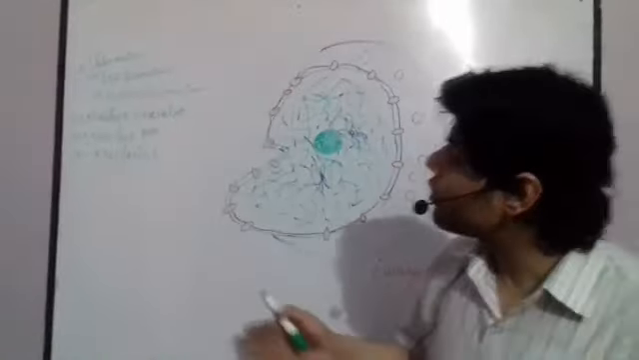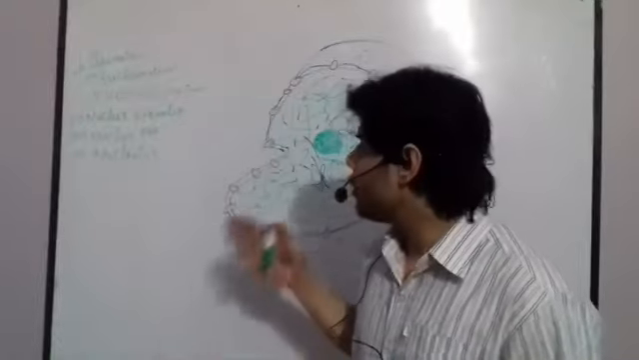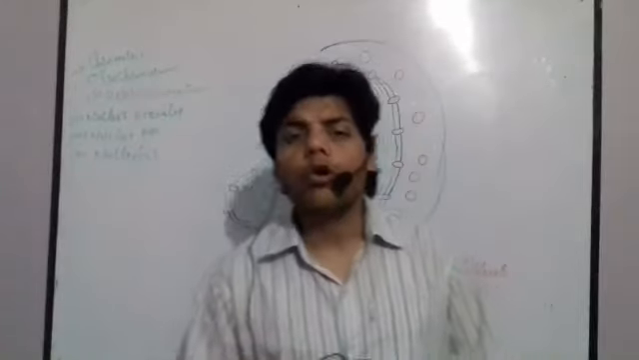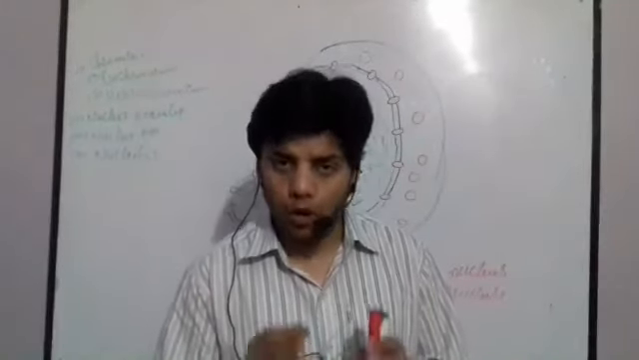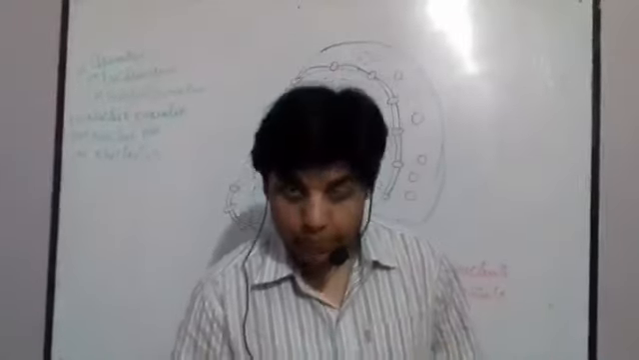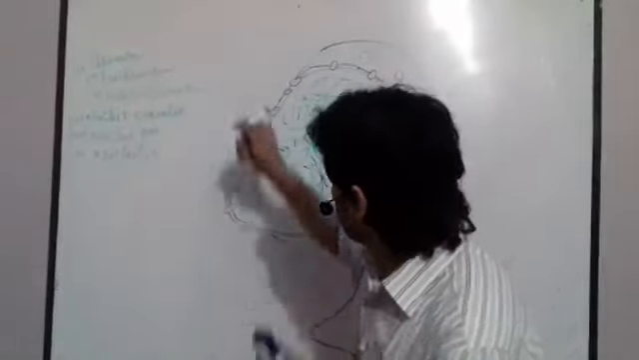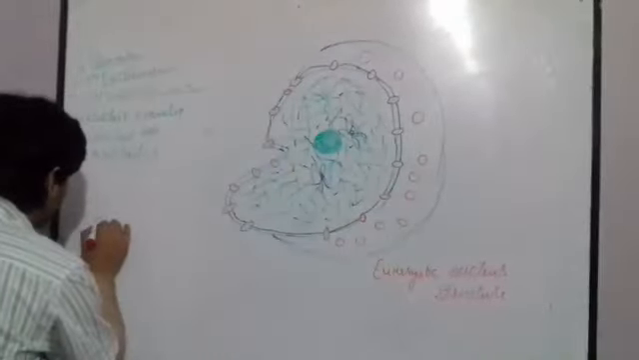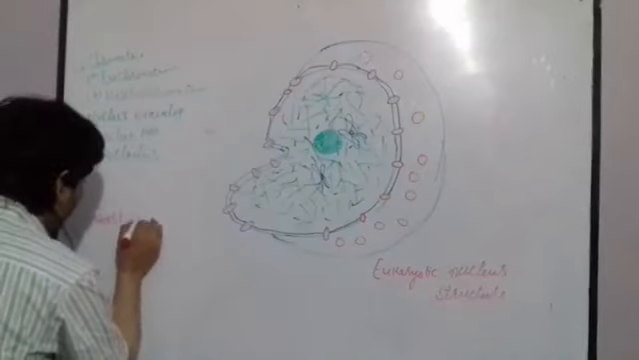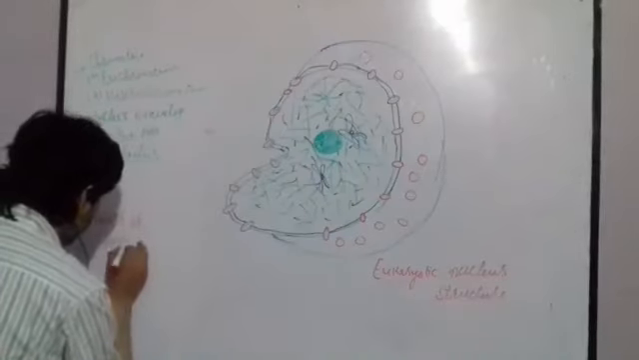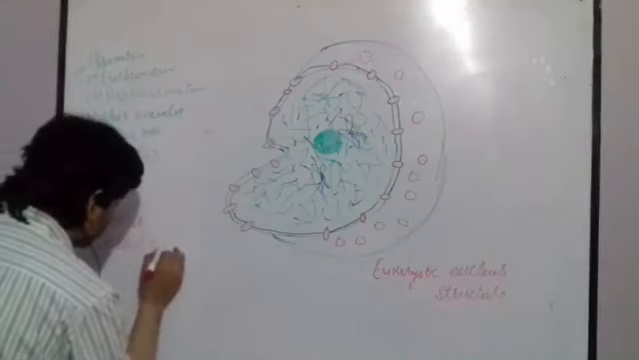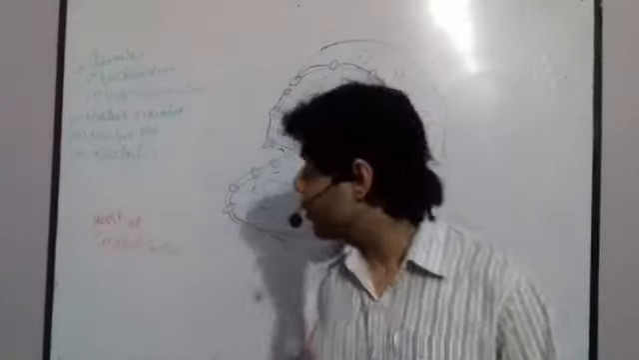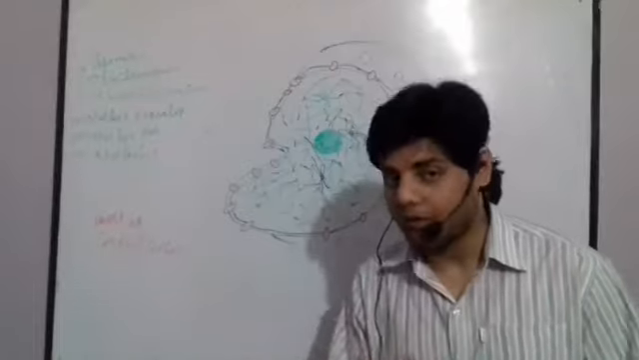Before starting the structure of the eukaryotic nucleus, let me give you an introduction. The nucleus is a very important organelle that is usually present in a eukaryotic cell. We also call it the heart or control center of the cell. Why? Because it controls all the activity of the cell.